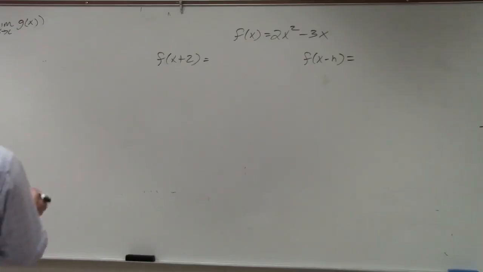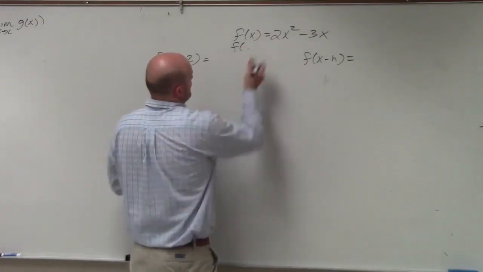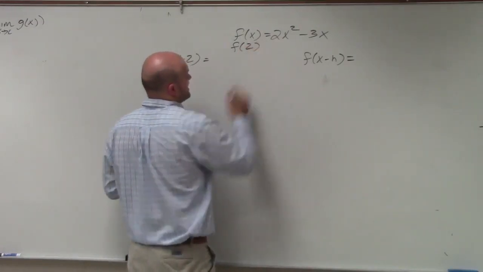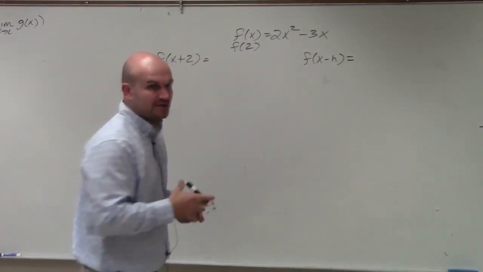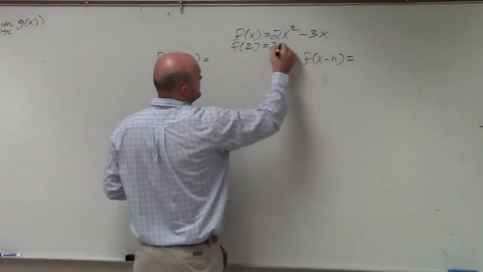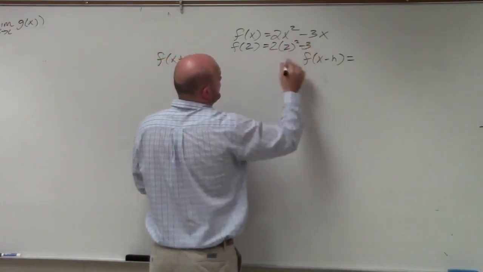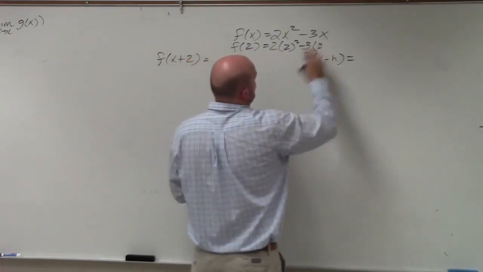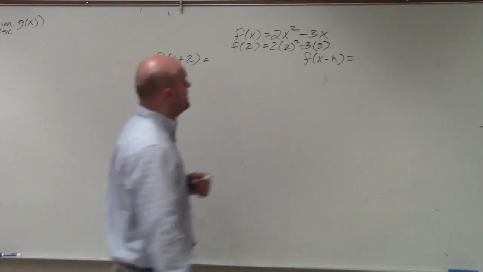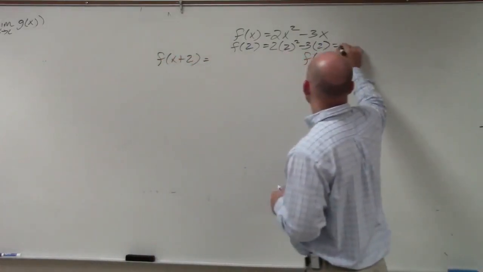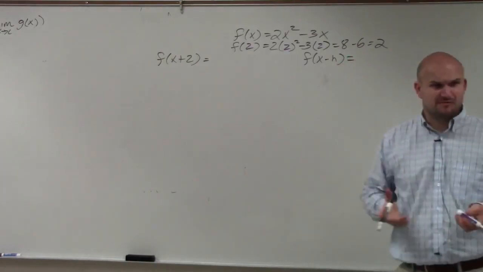I think everybody feels pretty good about it if I was just going to do f of 2. Everybody at least understands that whatever is inside those parentheses is now my new input value, and you're plugging those in. OK, Erica? So you have 2 times 2 squared minus 3 times 2. 2 squared is 4, 4 times 2 is 8. So therefore, it's 8 minus 6, which equals 2. Everybody feels pretty comfortable with that?